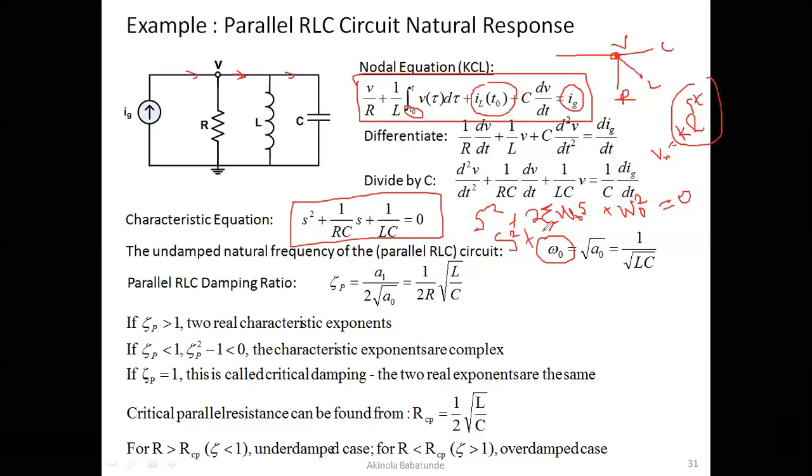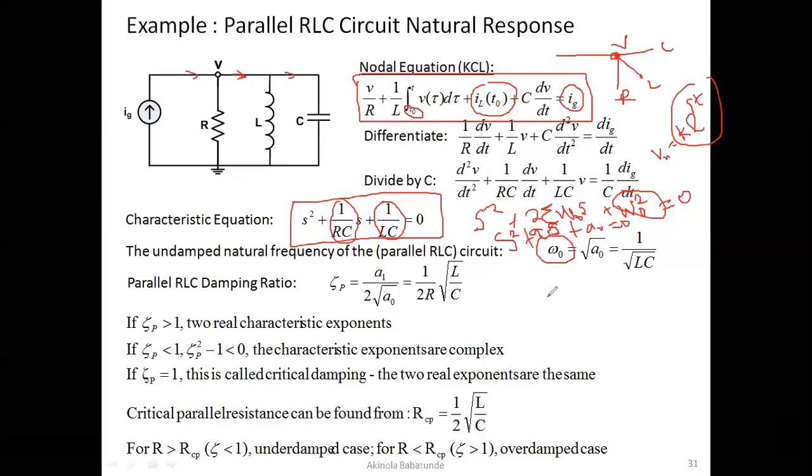We compare this to s squared plus, what did we have then? We had a1 s, then plus a naught equal to 0. When we compared both of them, we got w naught equal to square root of a naught. In this particular case, you can just say w naught squared is equal to 1 over LC straight up. So you don't have to memorize it. It's just w naught squared equal to 1 over LC, and then your 2 zeta w naught will be equal to 1 over RC, which is exactly what we do have here.